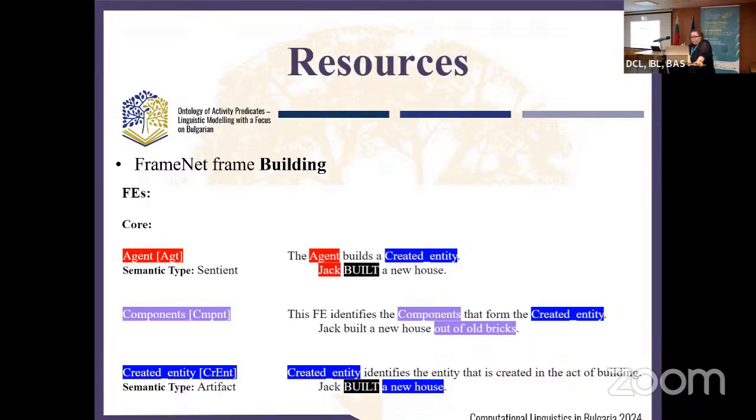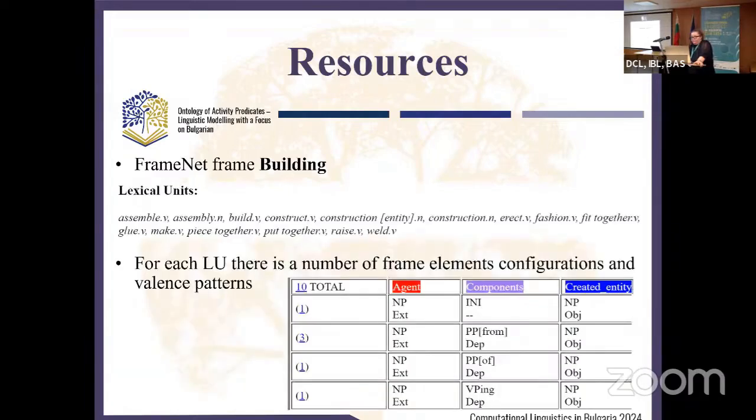These are only the core frame elements, but in my analysis, I included other frame elements as well, which might be relevant to the interpretation of the verb as an activity or not an activity. And also what is useful from FrameNet for each lexical unit. So you can see that for the frame building, there is a list of lexical units. Not all of them are verbs. There are some nouns and adjectives and so on.